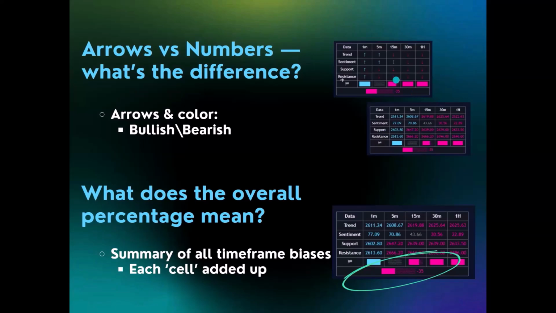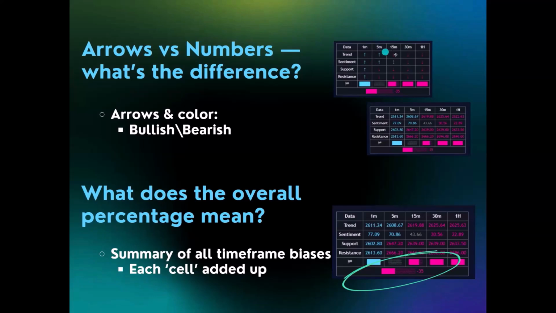So here, for example, on the resistance row, these are all the resistances that are being detected by the indicator for the 1 minute, 5 minute, 15, 30, and then the 1 hour chart. With the arrow view, it's just telling us, hey, on the 1 minute, we're bullish relative to resistance, which means we are above resistance. There's no resistance. The resistance on this time frame isn't acting as resistance above us. We're actually already over it, which is a bullish sign.